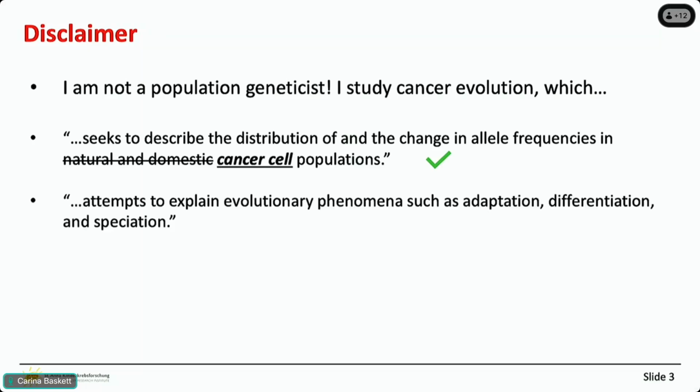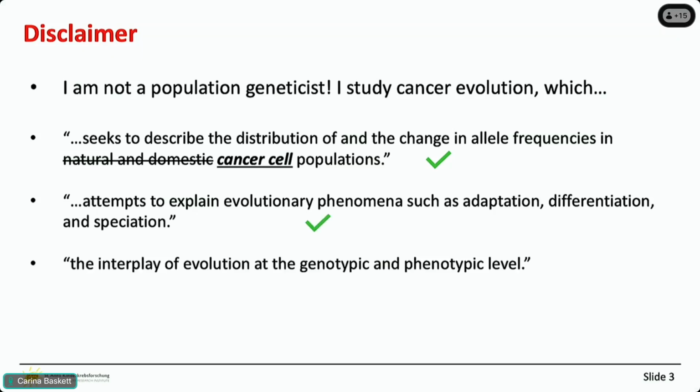It attempts to explain the evolutionary phenomena such as adaptation, differentiation, and speciation. Well, do we try and understand adaptation? Absolutely. This is typically in the context of therapy. Do we try and understand speciation? I would say kind of yes. We have our own version of speciation, but I'll refer to that later on. I think differentiation maybe means something a bit different here, so we'll slightly skip over that, but we can tick this box for the most part.